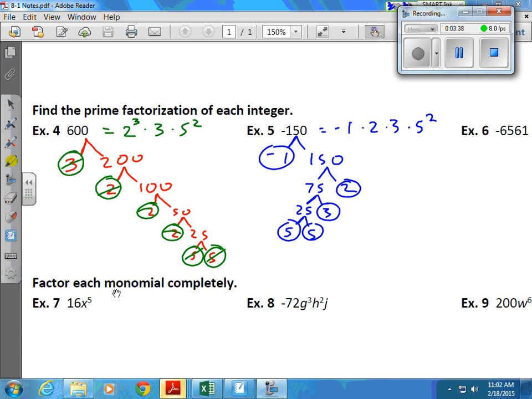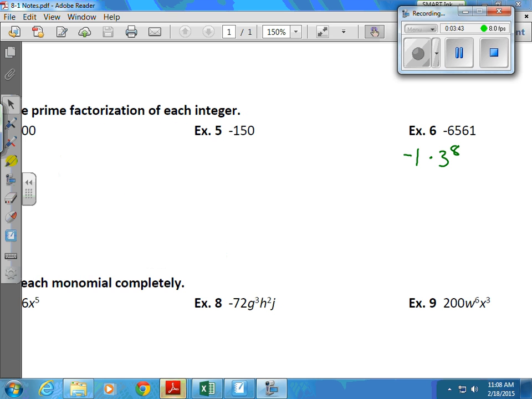Do number 6. Okay, then you'll know it's correct.